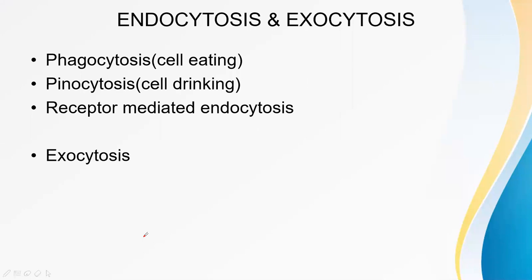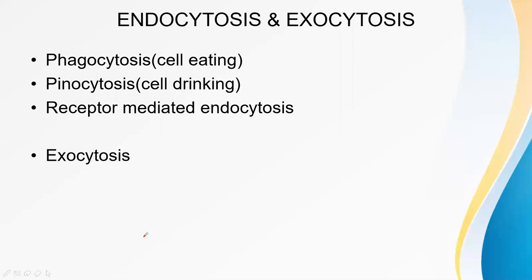There are three types of endocytosis. One is phagocytosis, which we call cell eating, and the second one is pinocytosis, also known as cell drinking, and the third one is receptor mediated endocytosis.